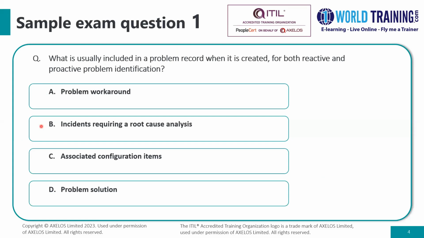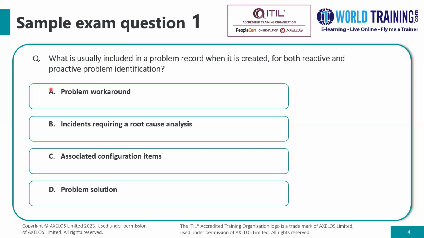Option B, incidents requiring a root cause analysis. This is also incorrect because this is about incidents. So in the problem identification stage, incidents are known only during the reactive problem identification and not in the proactive. Whereas in the question, we have both proactive and reactive.